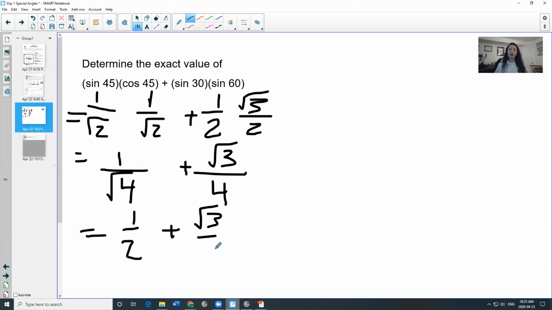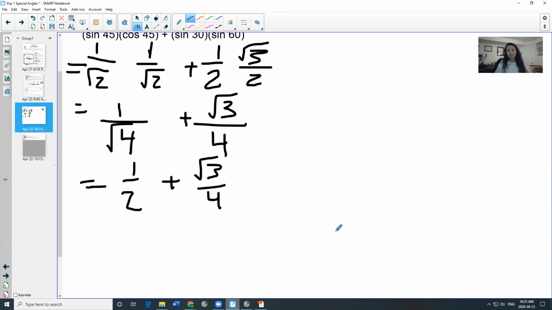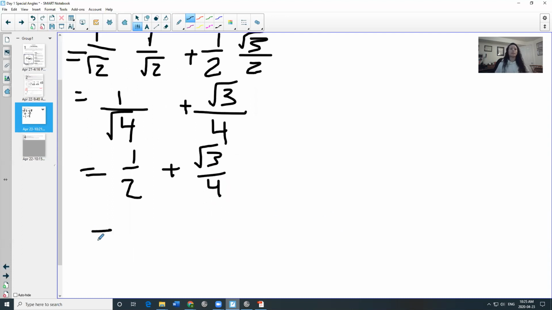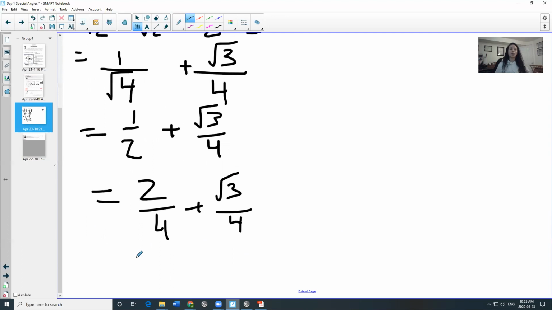We are adding fractions. In order to add fractions, you must have a common denominator. So this is going to be 2 over 4 plus root 3 over 4. Now that they have the same denominator, you would add your numerators. And because one is a regular number and one is a radical, you would leave it as 2 plus root 3 over 4. And there is your answer. So you're using those two special triangles to make sure that your answers stay exact.